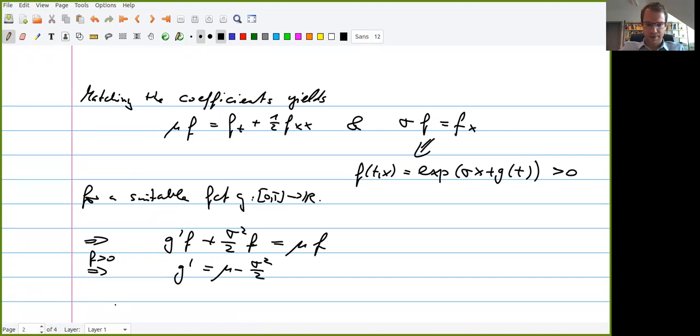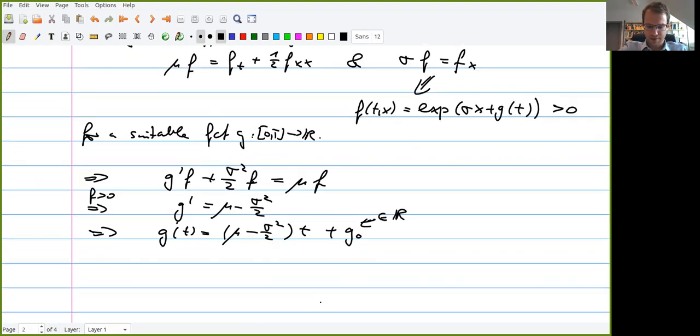And this means we can solve this again. So my function g is nothing else than an affine function. In time, it's just mu minus sigma squared times t plus g, which is a constant. So this is an element we still have to find.